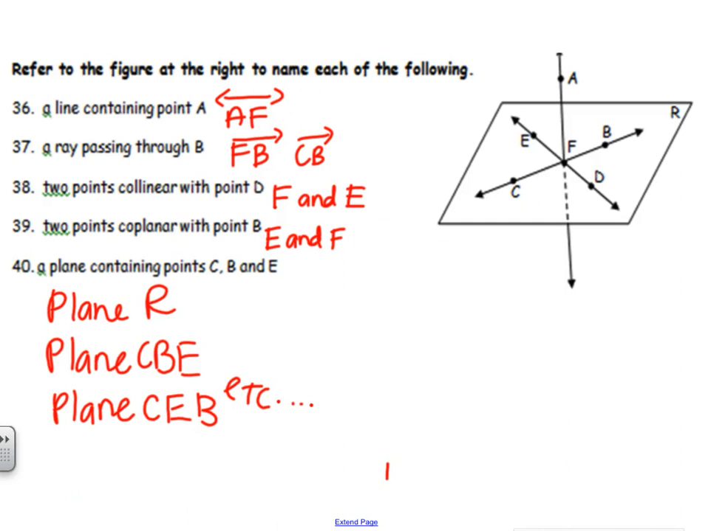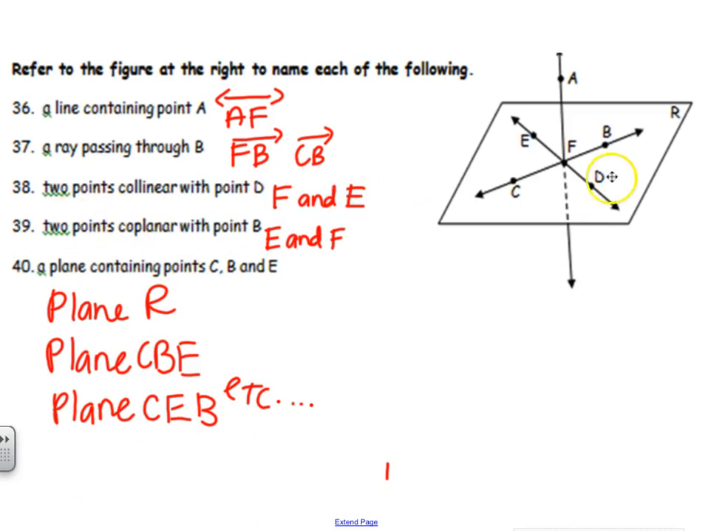Last one. Name a line containing point A. Could have said AF or FA. A ray passing through B. So you could have said FB, or you could have even said CB. 2 points collinear with point D. Could have said F and E. They're on the same line.